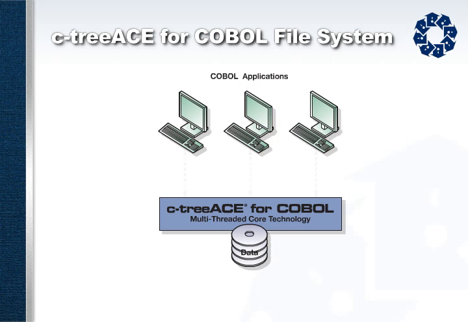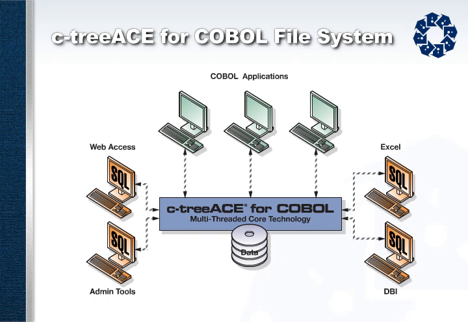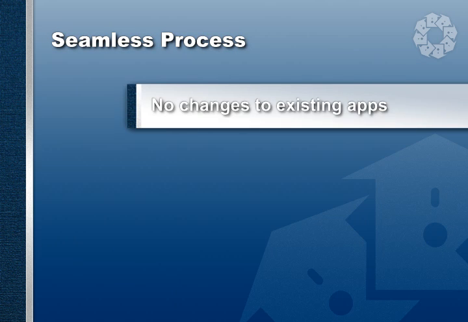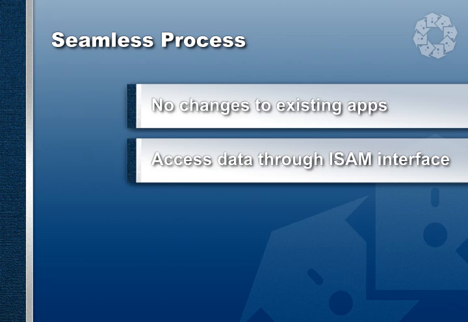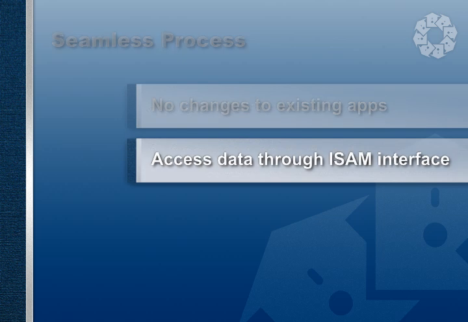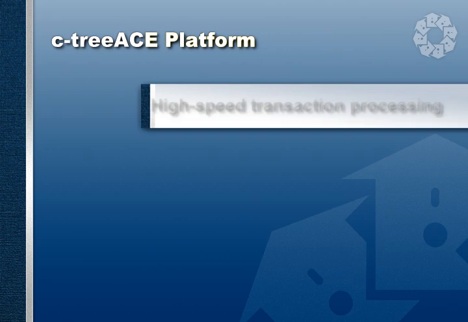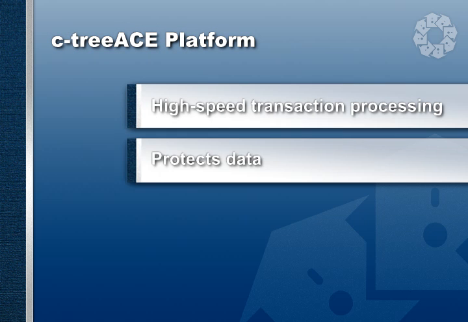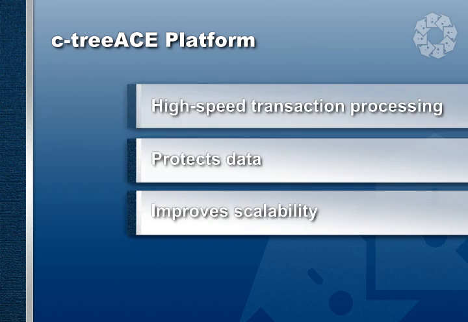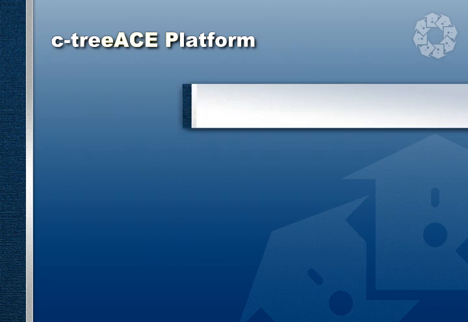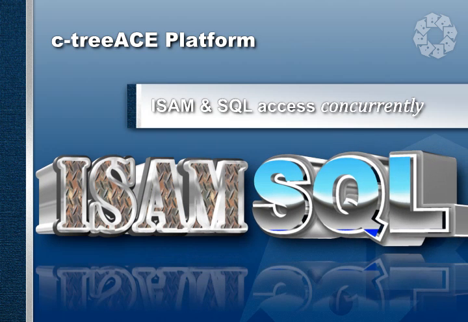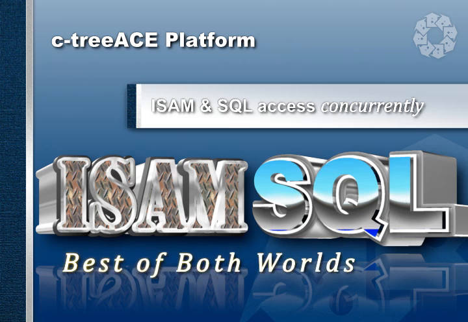C-treeACE for COBOL seamlessly replaces the file system with the high-performance C-treeACE server, and it adds SQL access to your existing COBOL data files. This seamless process does not require any changes to your existing COBOL applications. Those applications access your data through the fast and efficient ISAM interface. The C-treeACE platform provides high-speed transaction processing, which protects your data and improves scalability. C-treeACE for COBOL supports both ISAM and SQL access concurrently, so it is the best of both worlds.